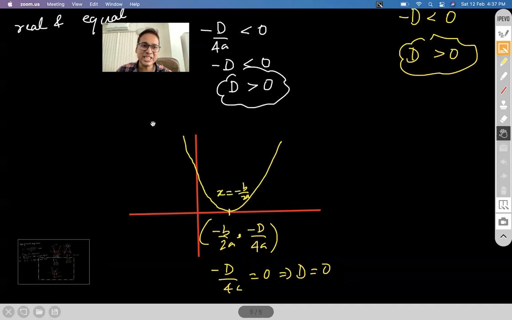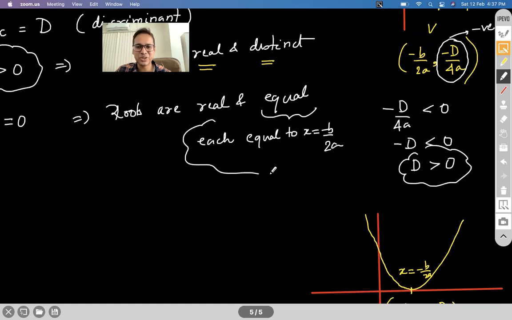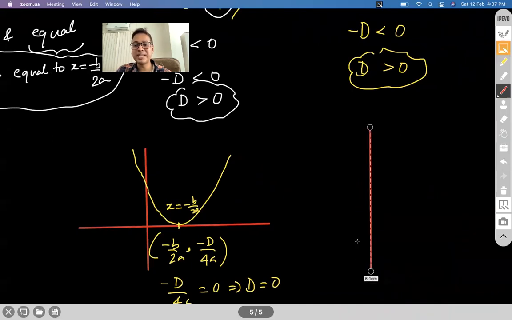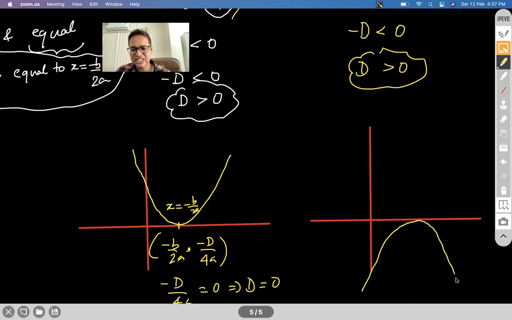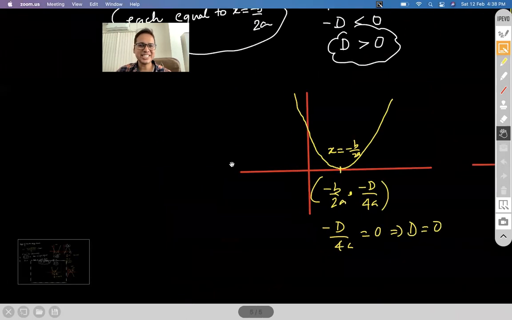So it will have real and equal roots, and each one will be equal to minus b by 2a. Okay, so please make a note of this. And this situation doesn't change even if the parabola was opening downwards. The same situation will be valid here as well. We'll just touch the x-axis like this. Thereby, the vertex will have a y-coordinate which is equal to 0. So this will be 0 and hence d will be 0. Is it fine? Any questions, any concerns here?